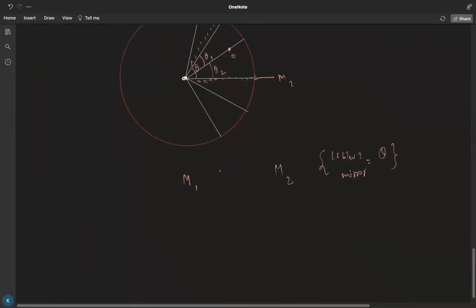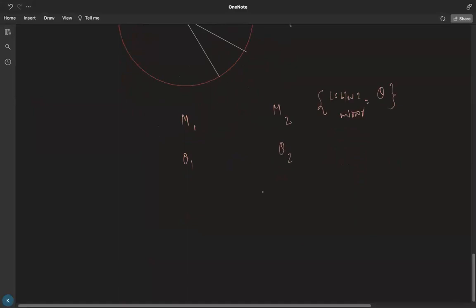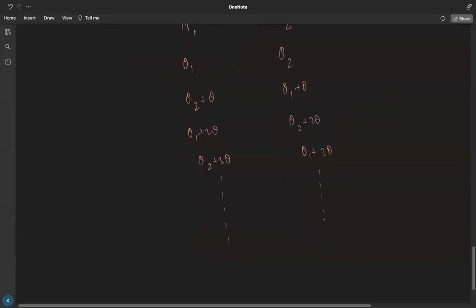Now you have to write the angle between the line joining the object to the center and the first mirror, which is theta 1, and the second, which is theta 2. Now you just add the angles diagonally, as you do in the two parallel plane mirrors. So theta 1 plus theta 2 plus theta, then theta 2 plus 2 theta, then theta 1 plus 2 theta, right? Then theta 2 plus 3 theta, and so on. Similarly, it goes on. But I said the number of images will be finite, right? So where does this stop? It stops when the next angle is greater than or equal to 180 degrees.